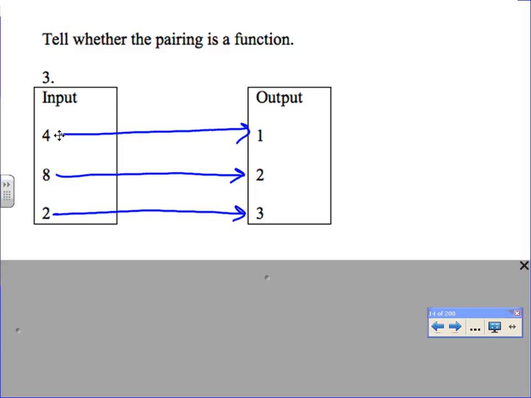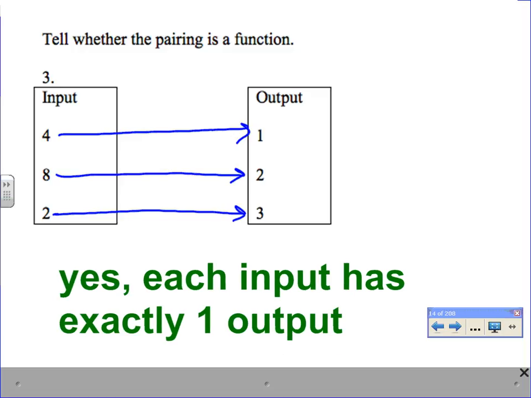So let me ask you this. By definition of a function, does each x value have one y value? Give me a head nod. What do you think? Does each x value have exactly one y value? Yep, you're all correct. So yes, this is a function because each input has exactly one output. So what I mean by that is none of these input values repeat. So you're good because this 4 goes to a 1. The 8 goes to a 2. This 2 goes to a 3. Each input value has exactly one output value. Now they're going to get harder.